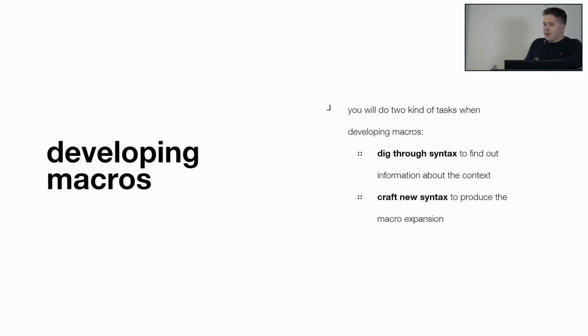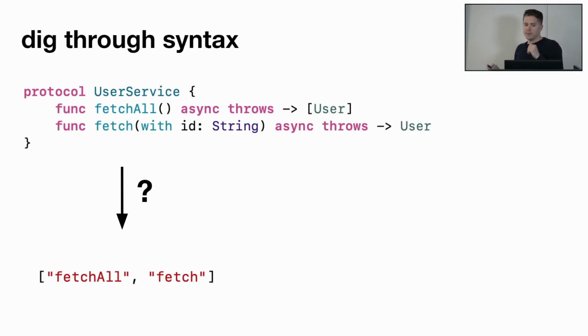Now, with that out of the way, as I see it, there are two kinds of tasks that you will do when developing macros. You will either dig through syntax to find out some kind of information, or you will craft new syntaxes. So let's see an example for both of these. First of all, digging through syntax. The first task we need to do to implement our macro is to obtain a list of names for each of our requirements. In this case, we want to obtain a string array with fetch_all and fetch in it.